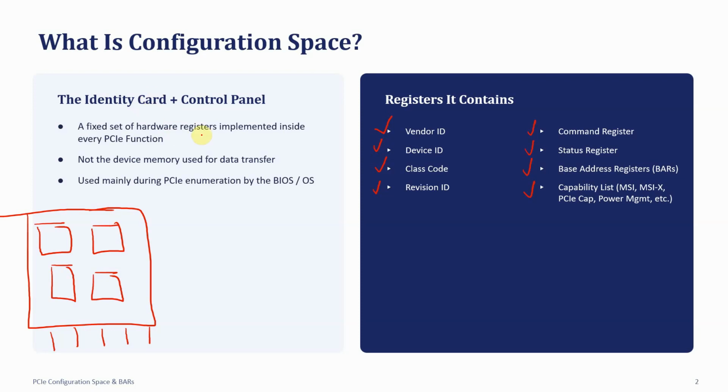So it is a fixed set of hardware registers implemented inside every PCIe function. It is not the device memory used for data transfer, and it is used mainly during PCIe enumeration by the OS. This is what we have seen in our previous session also. What do I mean by enumeration? In the enumeration phase, my OS is going to use this particular configuration space.